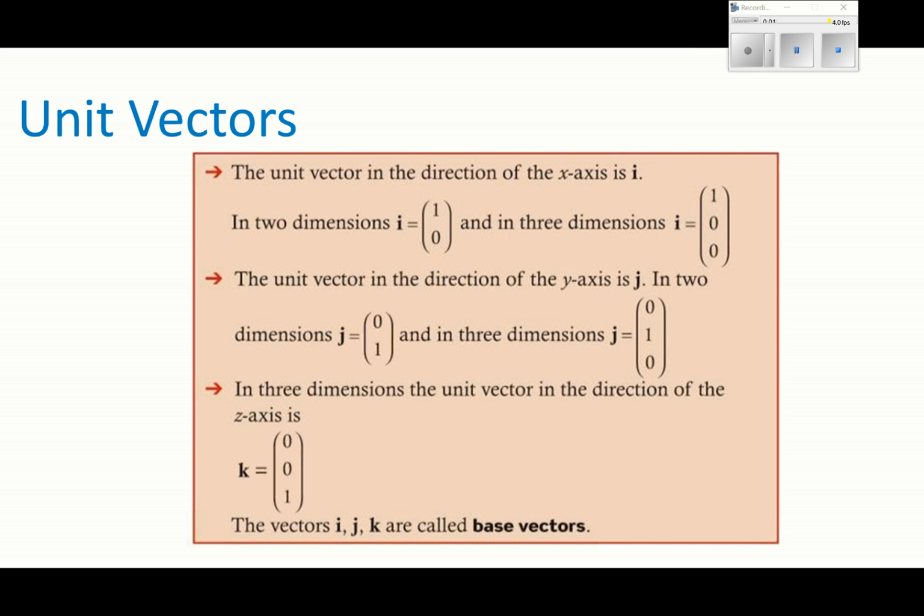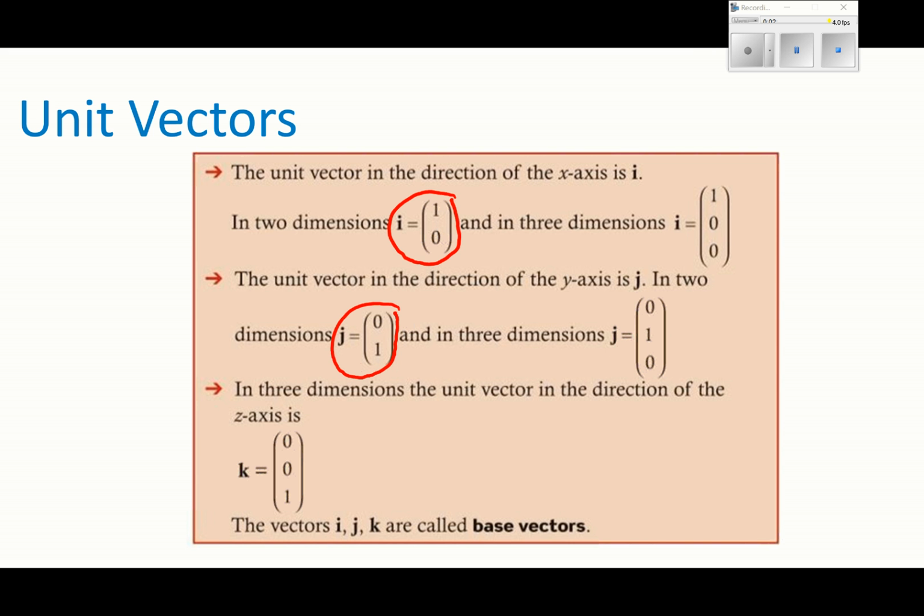We can do it in column form here, where i is equal to (1, 0). In three dimensions, it would be (1, 0, 0). That means we're moving 1 unit in the x direction, and we're not moving any units in the y or eventually the z direction. Now, the unit vector in the y-axis would be with the variable j, but again, it's attached to a number, just showing direction. So if we're only moving in the y-axis, in terms of j, in 2 dimensions we'd say (0, 1), in 3 dimensions (0, 1, 0).